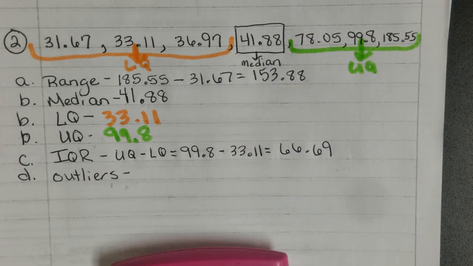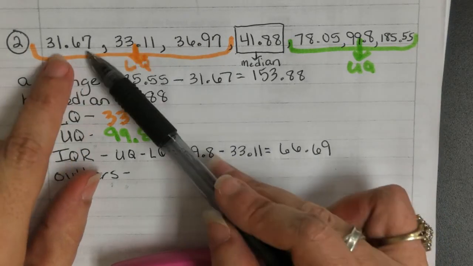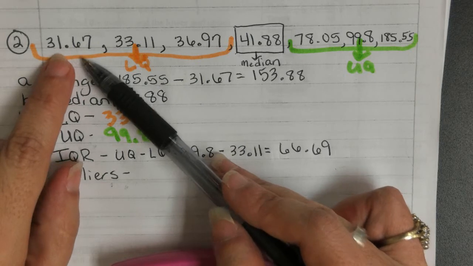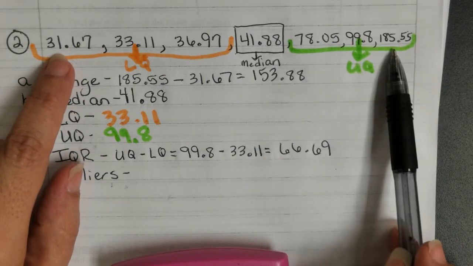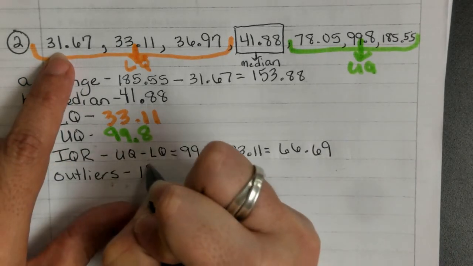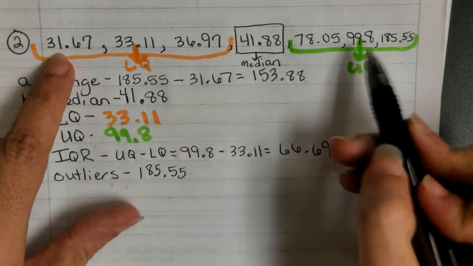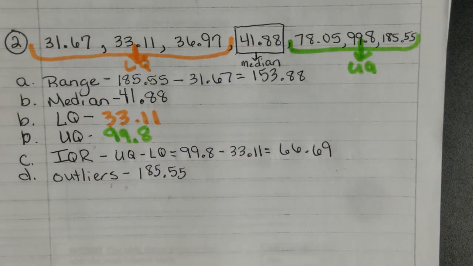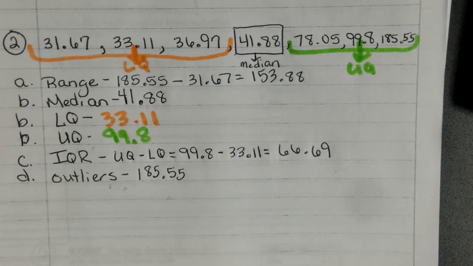Okay. Now, outliers. I'm seeing 36, 33, 31, 78, 99, 185. I would say 185.55 is an outlier because it's such a big jump. I'll admit, if it was a test, I'm going to try to make it even more obvious. Okay, last one on the back. Here we go.